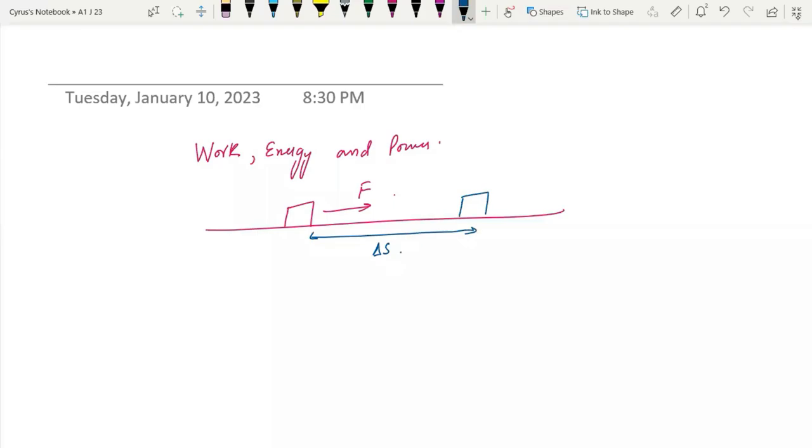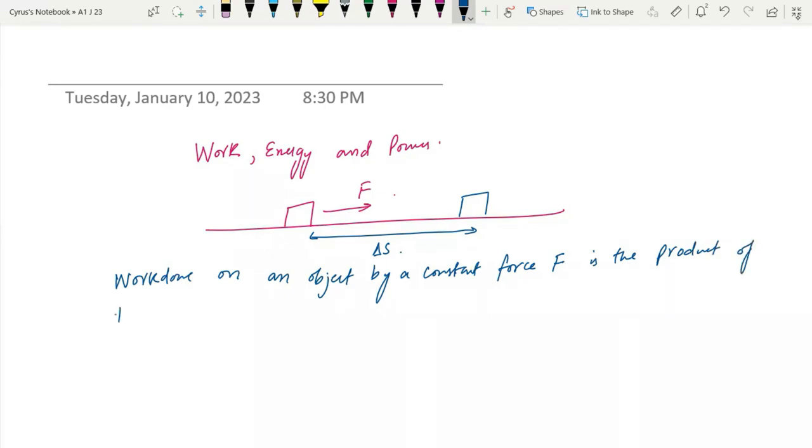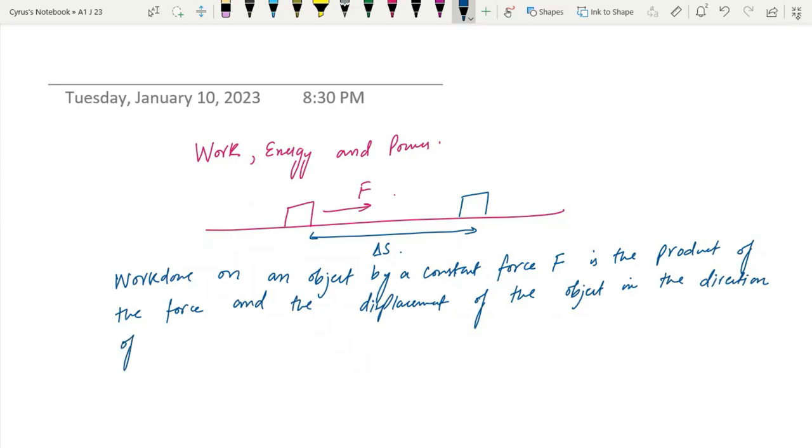So you should know that the work done on an object by a constant force F is the product of the force and the displacement of the object in the direction of the force. You get the work done is given by the force into displacement.